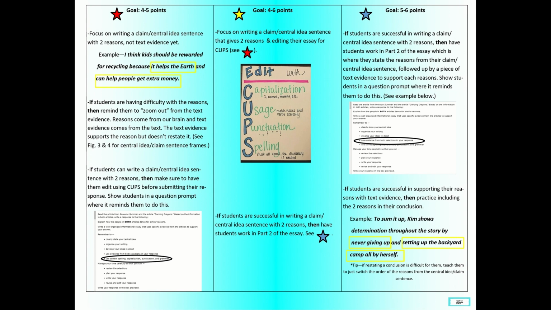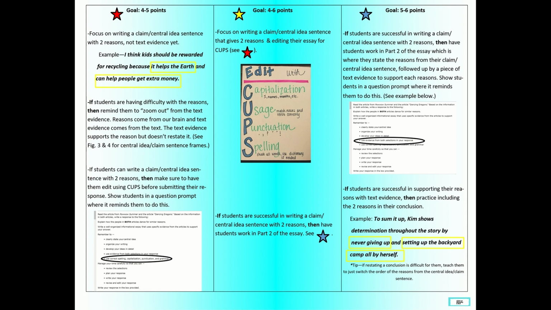For the essays that fall in the yellow instructional STAR column, make sure students understand how to write a clear claim or central idea sentence with 2 reasons. Also, they know how to edit for CUPS, just like those red star recommendations. And if they're doing those things consistently, then move over to the blue instructional STAR column.